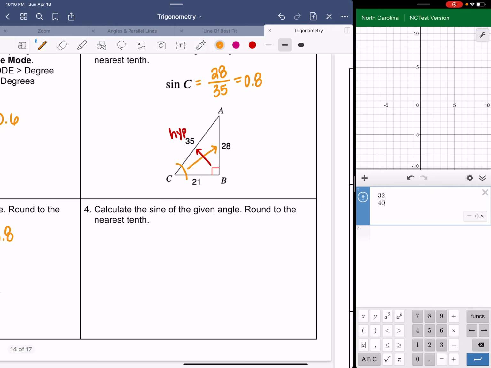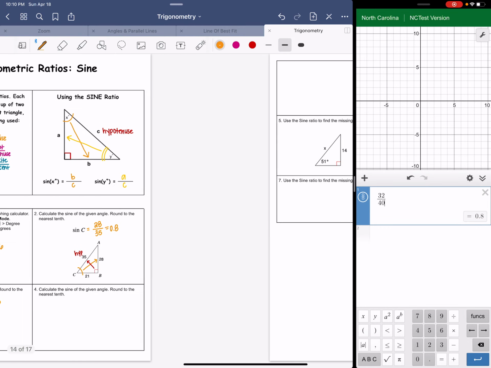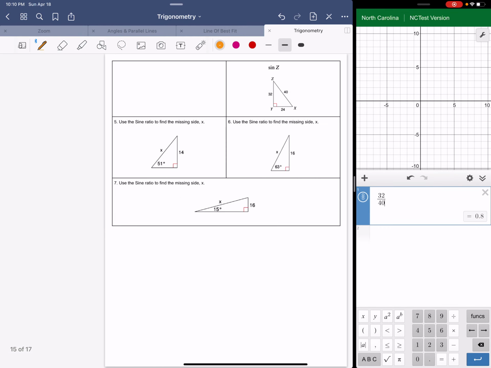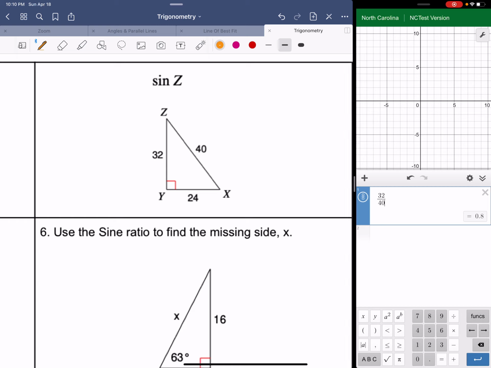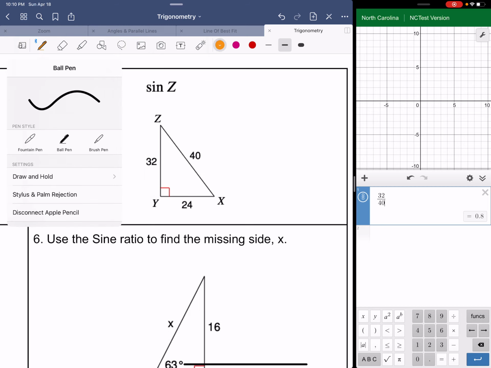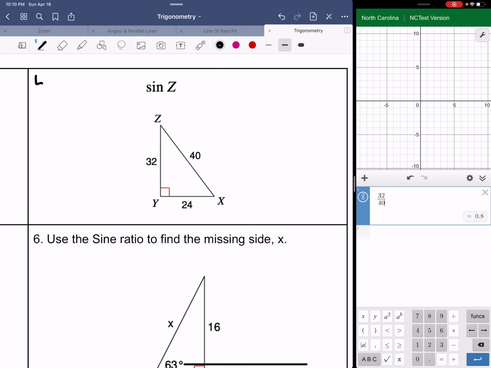Number 4 must have gotten pushed to the next page. Oops. Yeah, there we go. Let's see. This is actually number 4.